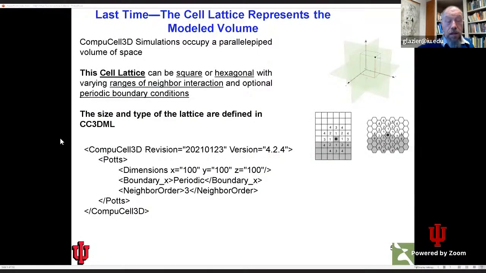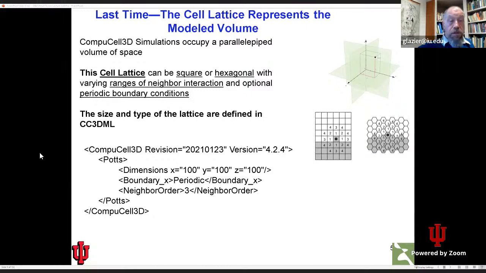Then we started talking about CompuCell models. And the first thing that we discussed was the fact that CompuCell has a lattice in which cells live. And that lattice can be either square or hexagonal. So far we haven't used a hexagonal lattice, but we can do that. Actually, it's something we could do today. I didn't write an exercise with it, but it takes one line of code to put in hexagonal rather than square for the lattice.